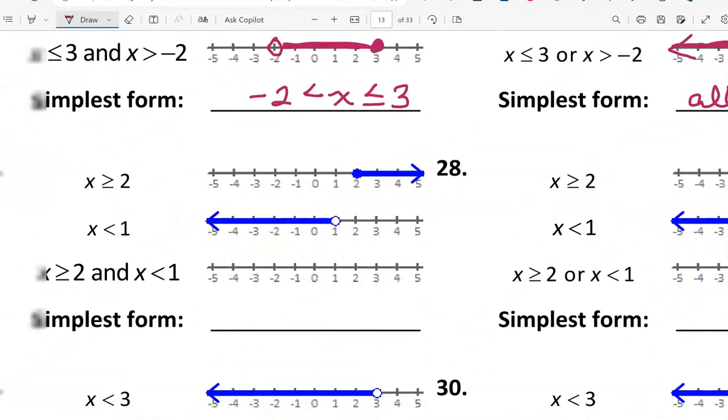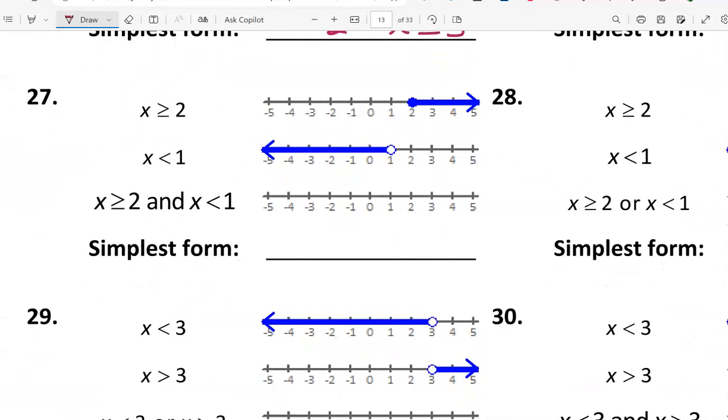And then in number 27, we are looking for the intersection because we use the word "and." Those two number lines have nothing in common, so we're not going to shade anything on the graph, and there is no solution to this inequality.